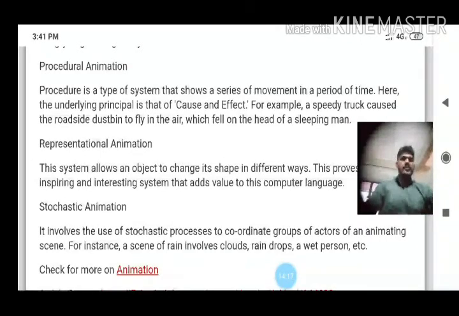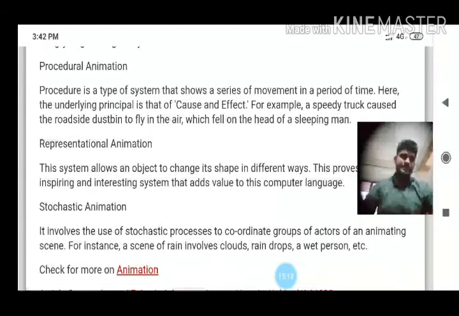What is a procedural animation system? A series of movements in a period of time. What are a series of movements? For example, take a dog, an actor. The dog bites a small boy, and then the boy is crying. Immediately he goes to hospital. When he goes to hospital, immediately the doctor will give the treatment. When the doctor gives the treatment, automatically the nurse will help, and the attender will help bring the stretcher, chair or anything. Here actions are happening in a sequence order. Procedural animation is nothing but a series of movements in a period of time.